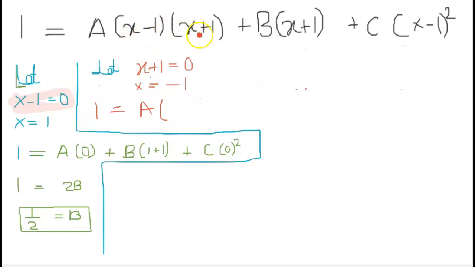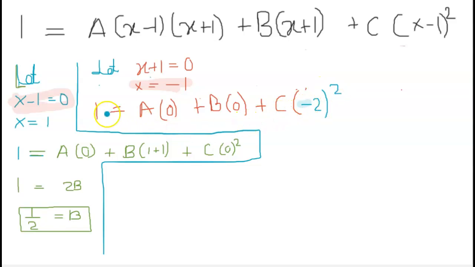There is a times (x plus 1), so that will become 0. 0 times that is 0. So that will be just a 0. Plus b times (x plus 1), which is 0, so I'm going to put a 0. And then plus c times (x minus 1). What is x? x is minus 1. So that thing will become minus 2. When you write that one, make sure you write down minus 2 and then put a square.